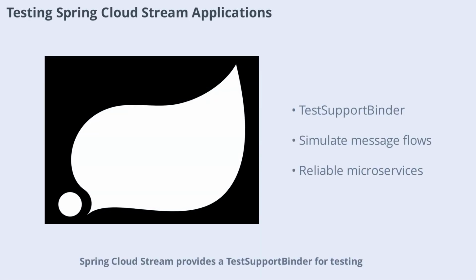Spring Cloud Stream provides a test support binder for testing applications without connecting to a real messaging system. This allows you to simulate message flows, assert on sent and received messages, and ensure your application logic works as expected. Testing support is essential for building reliable, maintainable microservices.